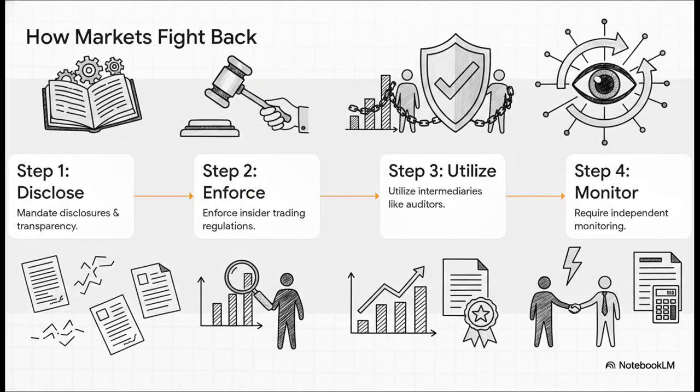So how do markets even begin to fight back against this? Well, they've developed this multi-layered defense system. First, they force companies to be transparent through mandatory disclosures. Second, they have really strict laws against insider trading. Third, they rely on independent third parties, think auditors or credit rating agencies, to check the facts. And fourth, they require constant monitoring to make sure everybody's playing by the same rules. It's all about trying to level that playing field.